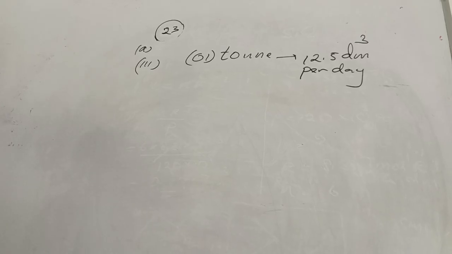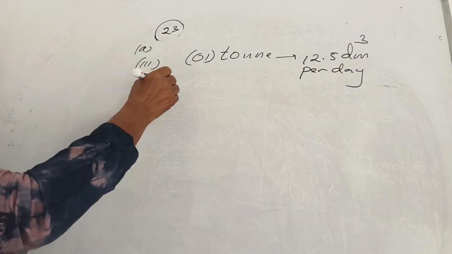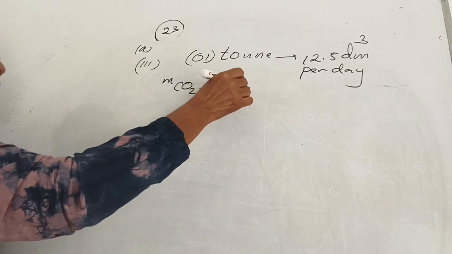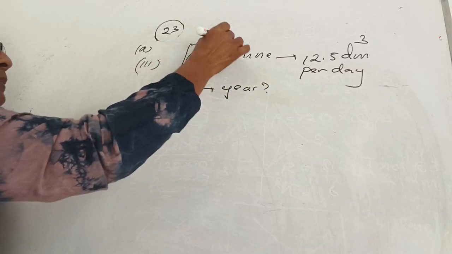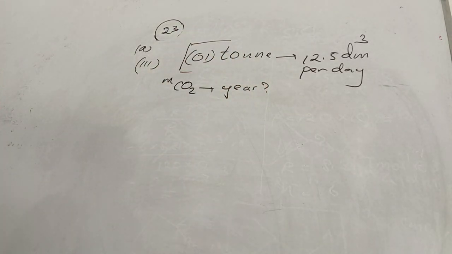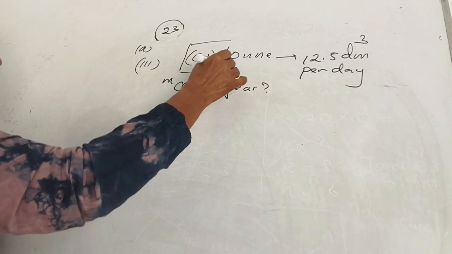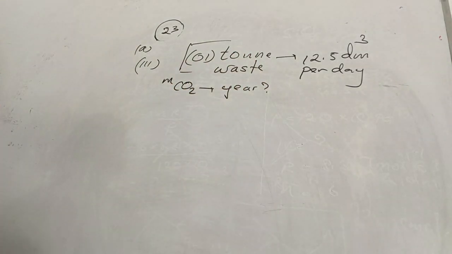The third part is a calculation. You're asked for the mass of carbon dioxide produced within 1 year. The data provided says that landfill gases are generated per day from the landfill waste: 1 ton of waste generates 12.5 decimeter cube of landfill gases per day.